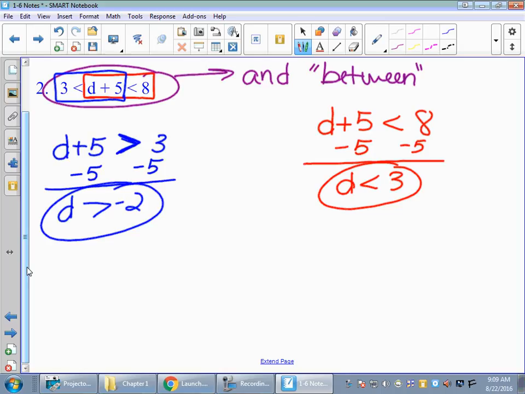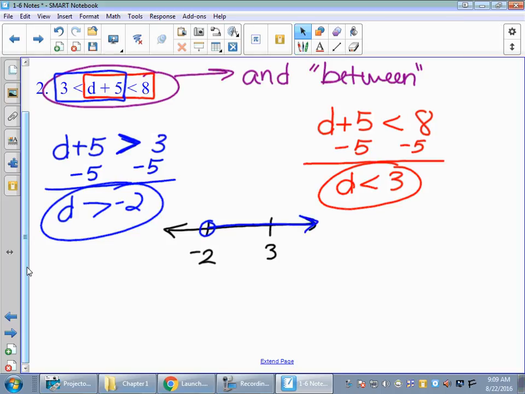So to put this on a number line, I just want to make sure that my numbers are in the right order. So -2 is going to go to the left of +3. And when I graph them, D greater than -2 is open at -2 and to the right. D less than 3 is going to be open and to the left. And the values where they overlap are between -2 and 3. We can't include -2 and we can't include 3 because they won't work for both.